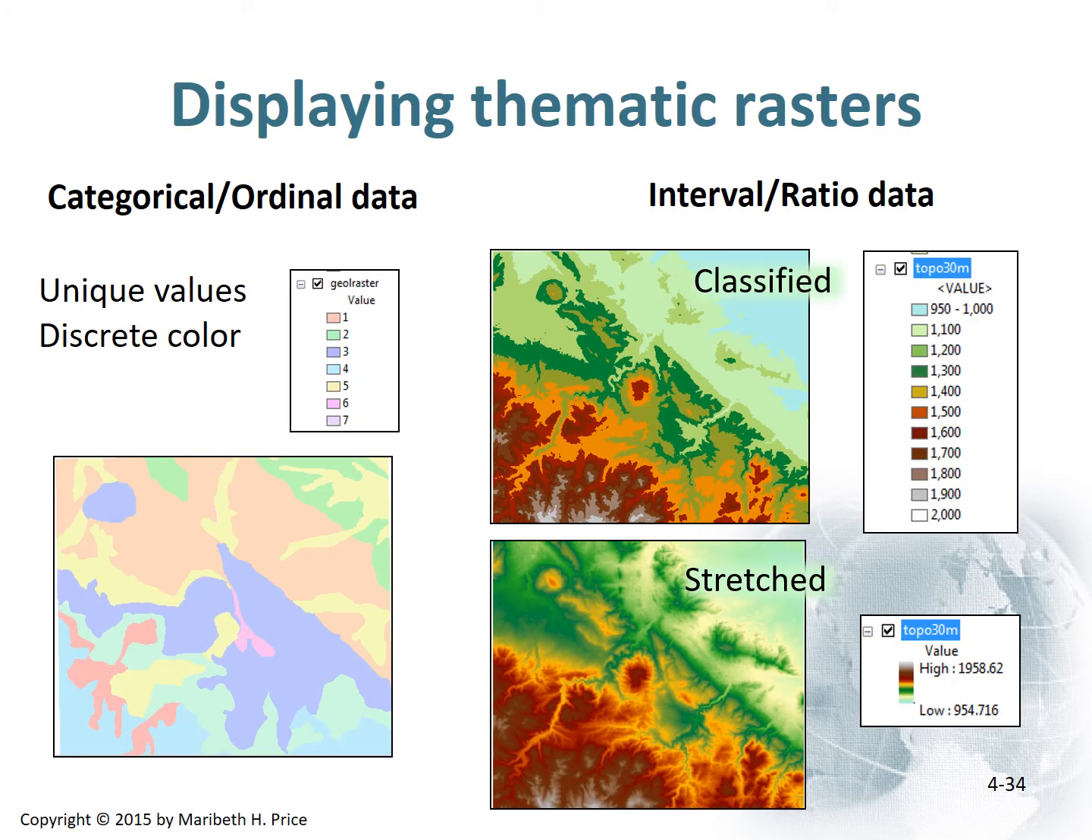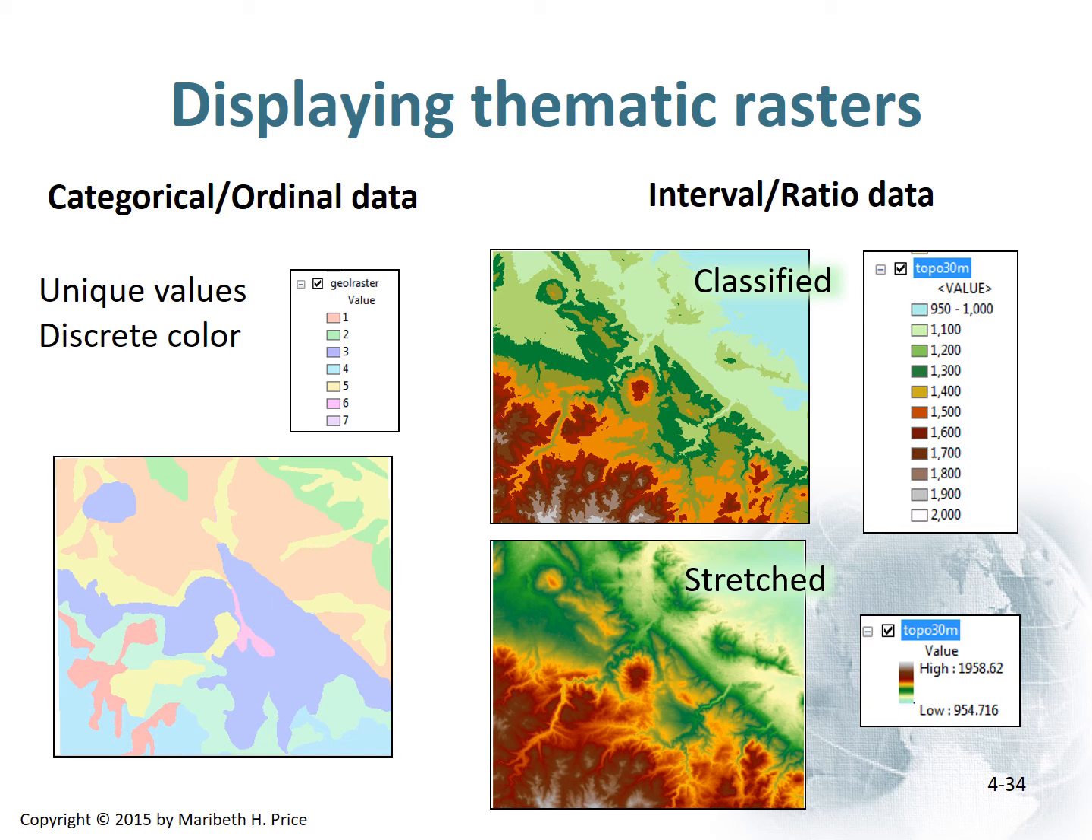How do we display thematic rasters? Unique values or discrete colors. We can classify them. We can also stretch them. Stretching is when you take a set of colors, like this really strangely colored band that you see in the bottom right, and we simply go from the values that we have in our raster and we stretch them out across the range of colors in that set, and you get something that looks like the bottom.